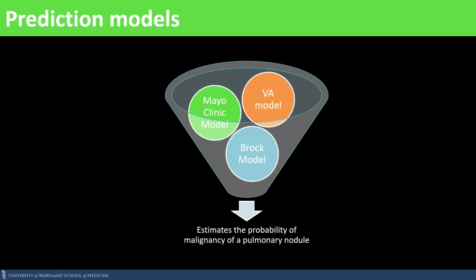And the features that they looked at were essentially age, smoking status, history of cancer, nodule diameter, spiculation, and upper lobe location, which are signs that this could be a malignant nodule. The VA nodule model included 375 patients. Multiple centers were included in this model, and about 54% of the nodules that they found were actually malignant.